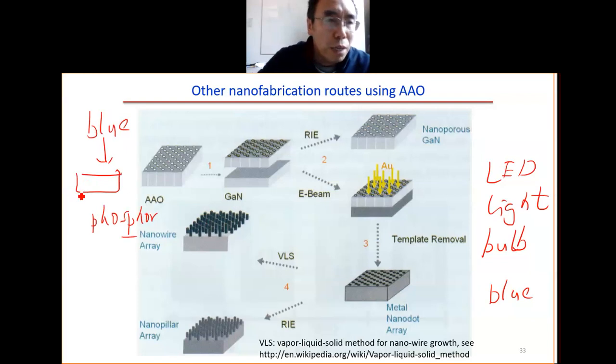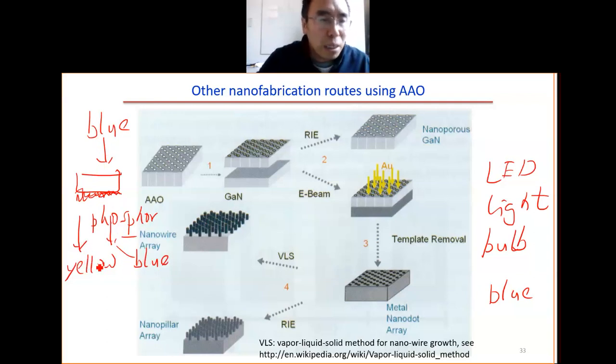So you put some yellow phosphor here. This is the yellow phosphorus material. Some blue color will also come through. So you have a mixture of yellow color and blue color. If you adjust the yellow and blue color well, you get the white light.